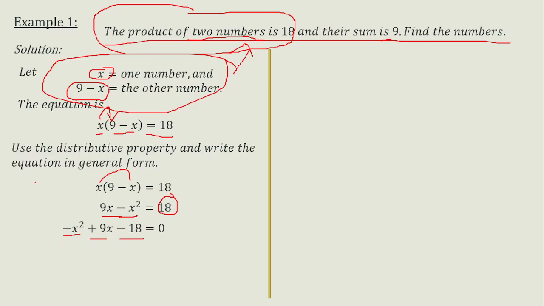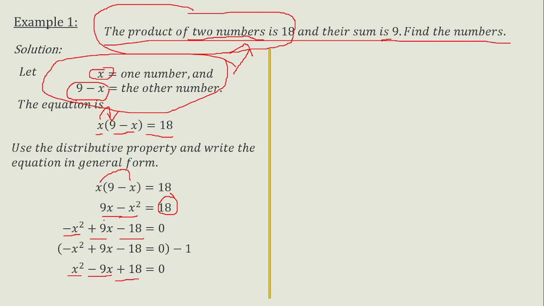So again, class, as I said earlier, the numerical coefficient of the quadratic term cannot be negative. So negative x squared plus 9x minus 18, we multiply it by negative 1. By multiplying it by negative 1, negative 1 times negative x squared is x squared. Negative 1 times positive 9x, the answer is negative 9x. Then negative 1 times negative 18, the answer is 18. So, here is the general form of the quadratic equation.